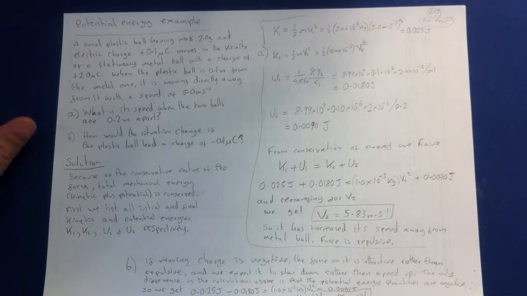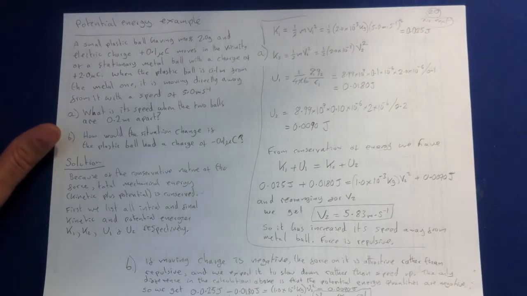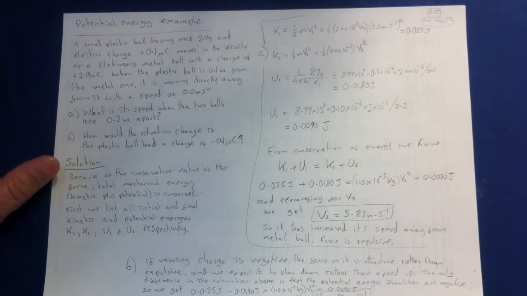So, two questions. A, what is the speed when the two balls are 0.2 meters apart? And B, how would the situation change if the plastic ball had a charge of -0.1 microcoulombs? So we're just going to go through the solution.